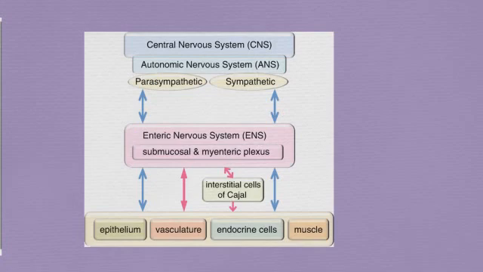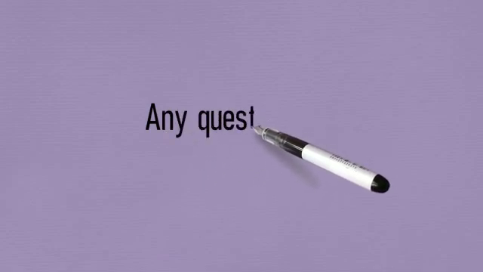So now you have understood the autonomic nervous system, and that the nerve fibers don't directly start from the higher center and reach the effector organs. There is always a station in between, and that is the main distinction of the system.